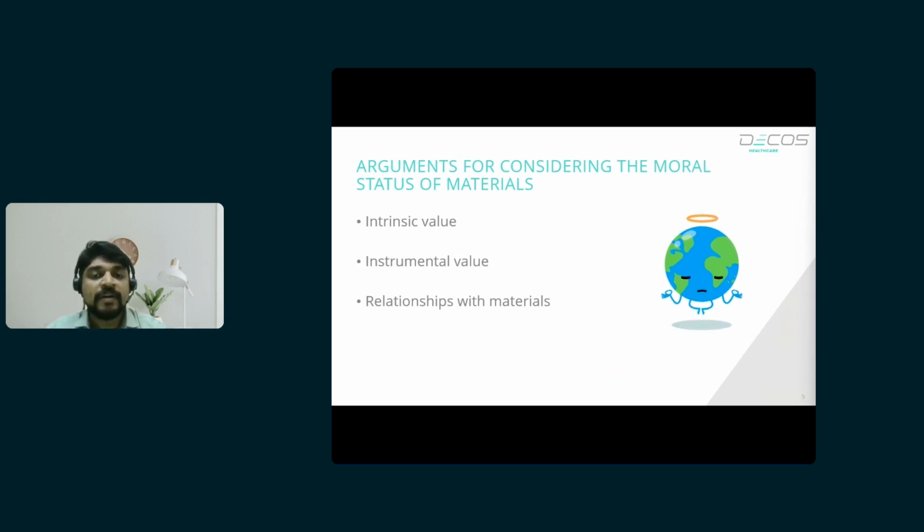Here are some arguments for considering the moral status of materials. Some argue that certain materials, like natural resources or cultural artifacts, might have intrinsic value beyond their utility to humans. Even if materials lack intrinsic value, they can have a significant impact on the environment. As you know, our relationship with materials is complex. They shape our culture, technology, and even our bodies. This interconnectedness suggests a need for a more refined ethical consideration.